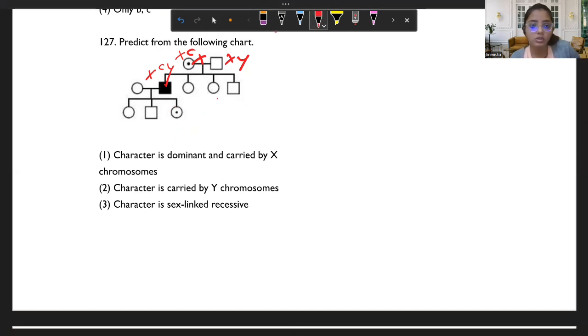Now let us see. This clearly is XCY, which means this male is affected. Now this affected male is marrying a normal female, which is XX. She is not a carrier. So the possible genotypes would be XX, XY, XCX, right? See, one female is a carrier. So this disease is an X-linked recessive disease. Examples of X-linked recessive disease are color blindness and hemophilia.